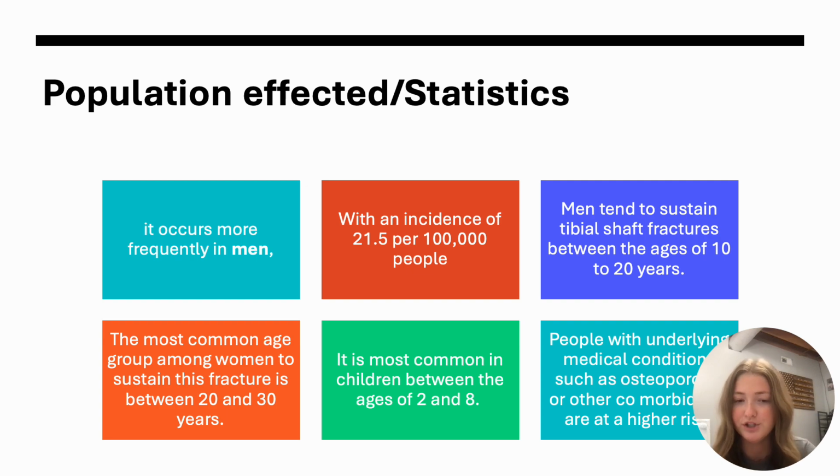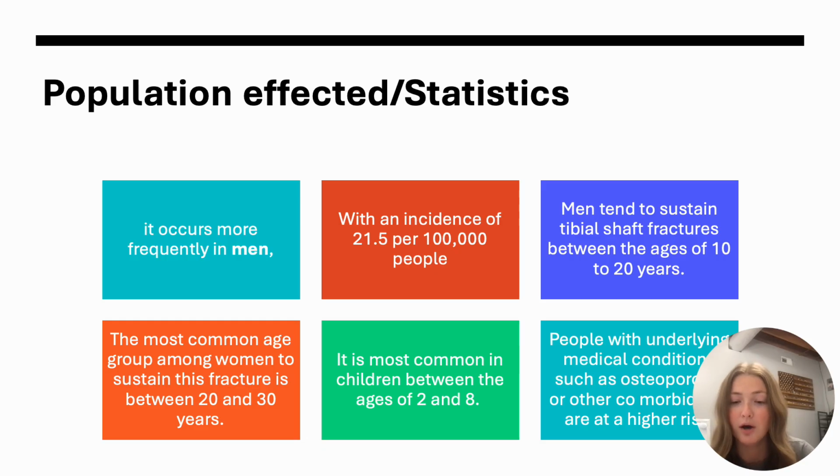So the population that's affected and the statistics. Typically it occurs in men more than women and has an incidence of 21.5 per 100,000 people. Men tend to sustain this kind of fracture between the ages of 10 to 20 years old, and women tend to have this fracture between the ages of 20 to 30 years old.